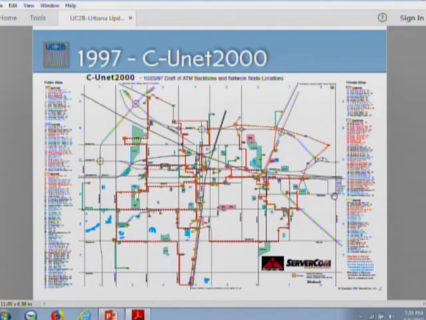We had a nice map. We had different networks. We had COPNET, we had GovNet, we had EduNet, we had MedNet, BankNet, and BizNet, and SkyNet was one of our original sponsors.